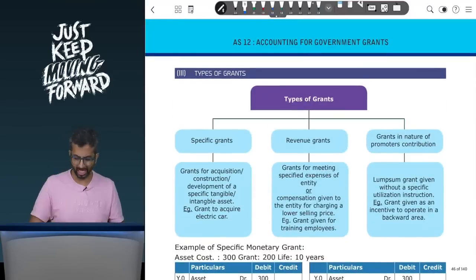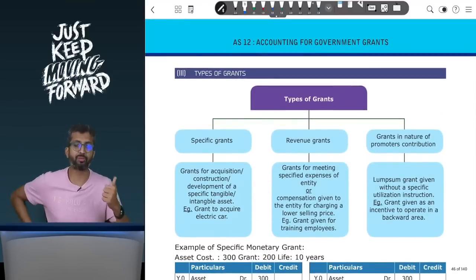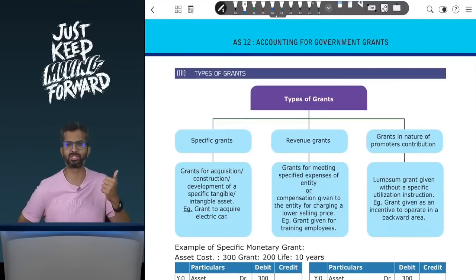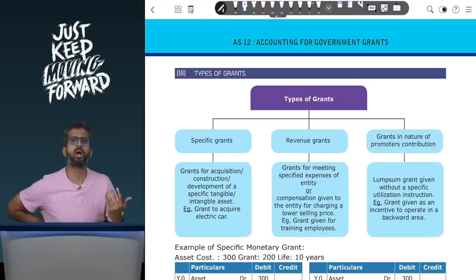Now there are three types of government grants. Specific grant linked to acquisition or purchase of a specific asset, revenue grant linked to income or expenses, and last is a grant in the nature of promoter's contribution, which is a lump sum grant. For example, in order to encourage you to set up a plant in a backward area.